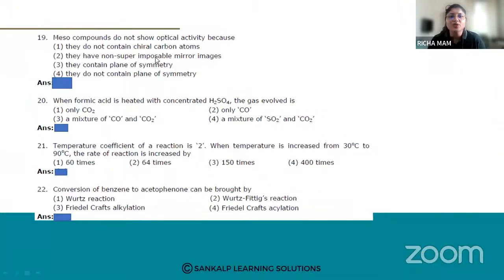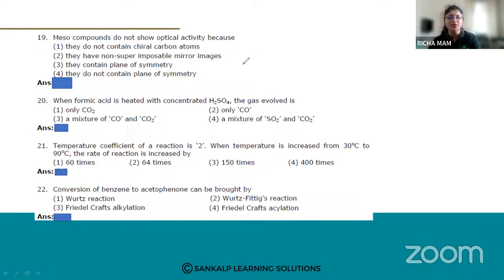Meso compounds do not show optical activity because of. So why do meso compounds not show optical activity? What is the reason? This is a question from haloalkanes, haloarenes. So what are meso compounds? Meso compounds are those where half of the molecule is compensated by the other half, and there is a presence of a plane of symmetry, right? This is the meaning of meso compound.